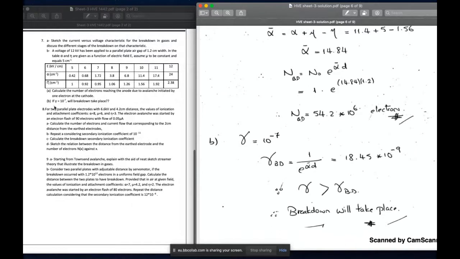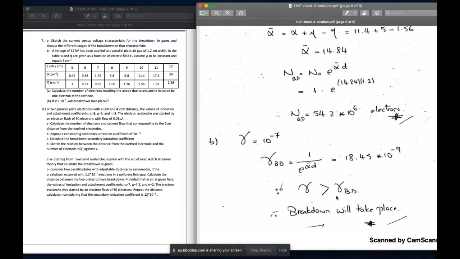Now in the second part, if gamma is 10 power minus 7, will breakdown take place or not? How can we decide whether breakdown will take place or not? First of all, we have to calculate gamma BD. Gamma BD will be 1 by e power alpha bar d, which will be equal to 18.45 into 10 power minus 9.